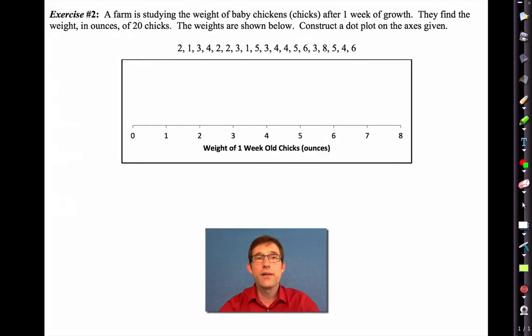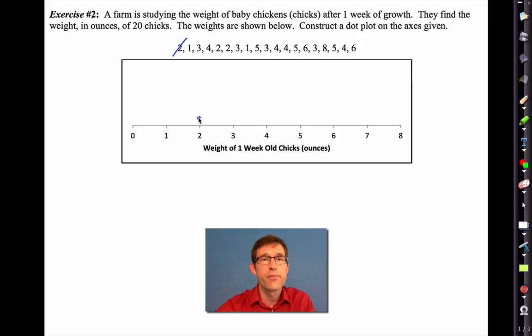All right, let's actually do a dot plot now. They're pretty easy, all right? It says a farm is studying the weight of baby chicks after 1 week of growth. They find the weight in ounces of 20 chicks. The weights are shown below. Construct a dot plot on the axes given. So this is pretty easy, okay? And by the way, I think I maybe only have 19 here. My apologies on that. But it's as simple as this, right?